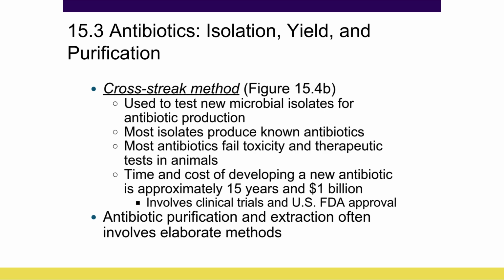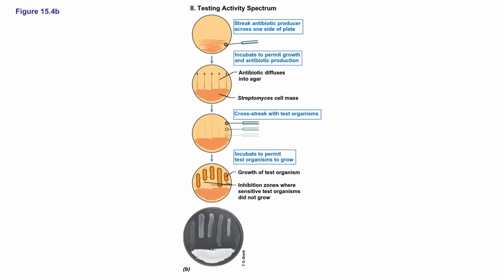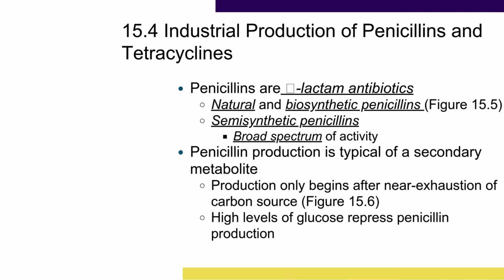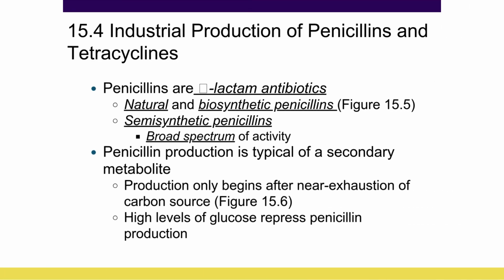Furthermore, most new antibiotics fail subsequent toxicity and therapeutic tests in animals. The time and cost of developing a new antibiotic to market are enormous, approximately 15 years and $1 billion. It is a process that involves rigorous clinical trials and approval from bodies like the US Food and Drug Administration. The purification and extraction of an antibiotic often involve very elaborate and precise methods. In the following section, 15.4, we look at the industrial production of two famous antibiotics, penicillins and tetracyclines.